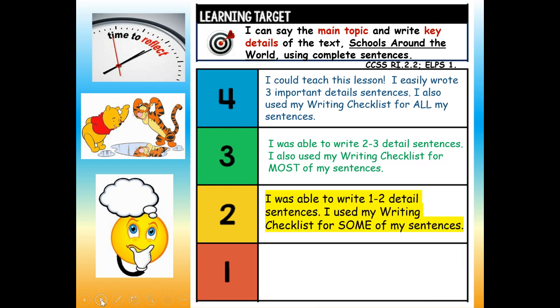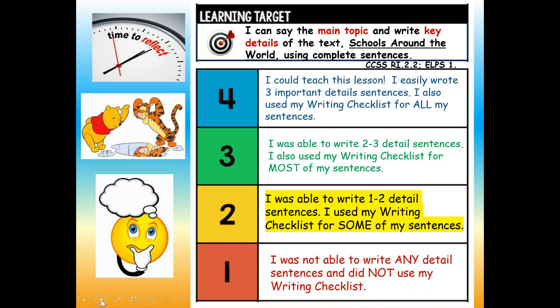Or would you give yourself a 2? I was able to write 1 to 2 detail sentences, and I used my writing checklist for some of my sentences. Or would you give yourself a 1? Whoops. I was not able to write any detailed sentences and did not use my writing checklist. So, how would you rate your learning today? 4, 3, 2, or 1. All right, write your reflection at the top.